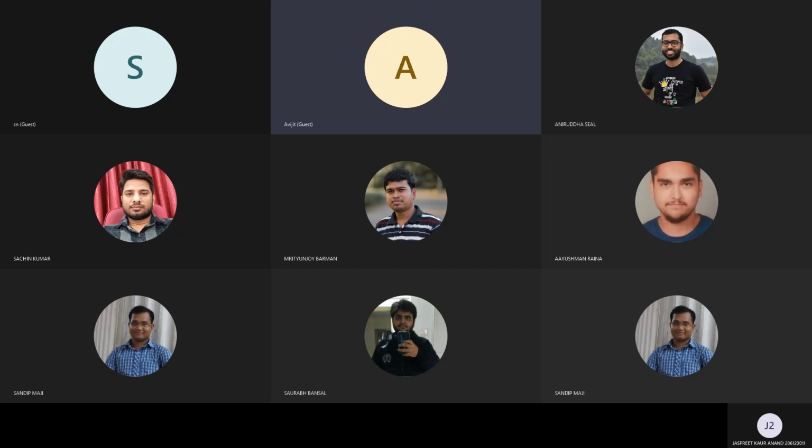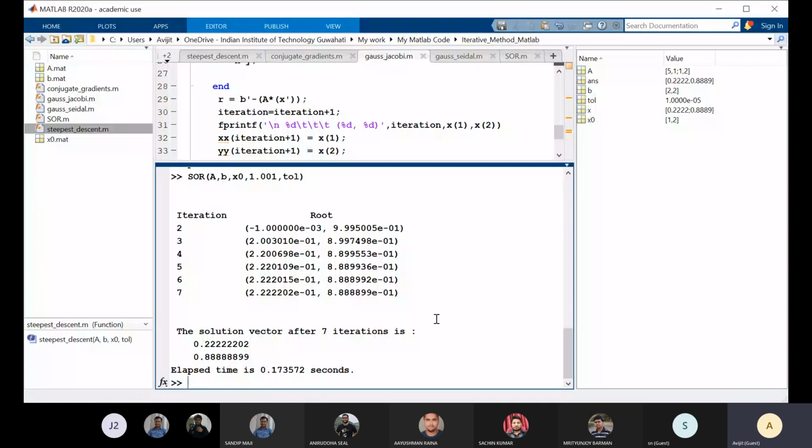I think now it's okay. Is it showing my MATLAB interface? Yes, now it's okay. Yeah, now you repeat from the beginning.